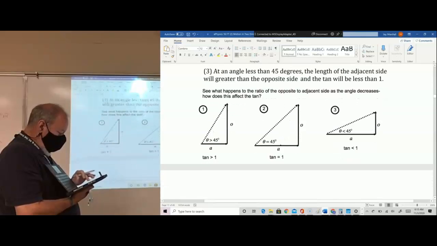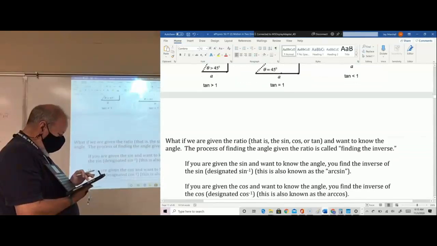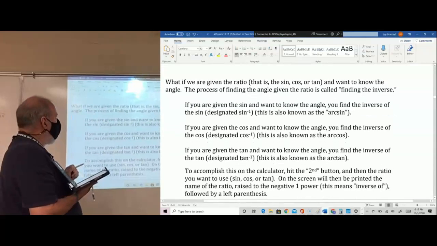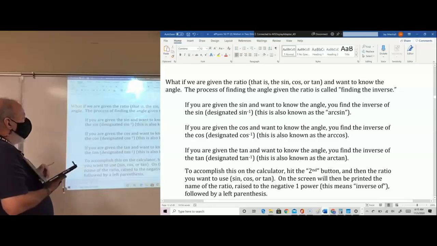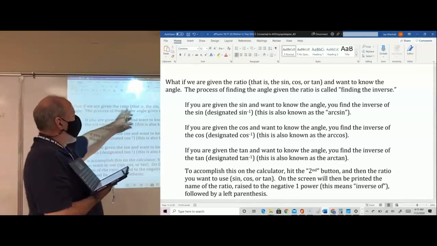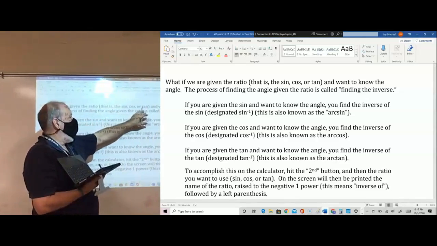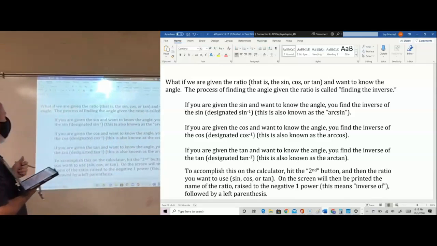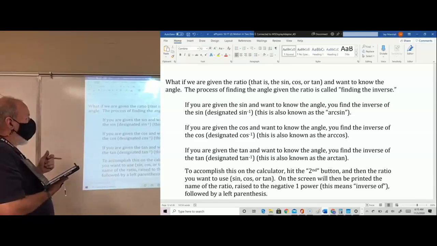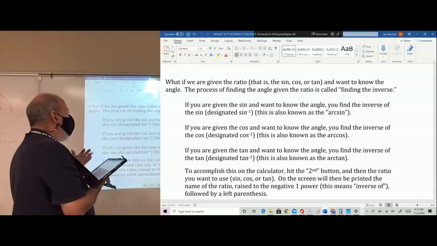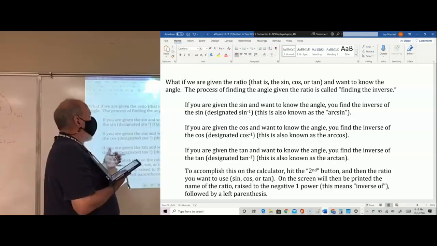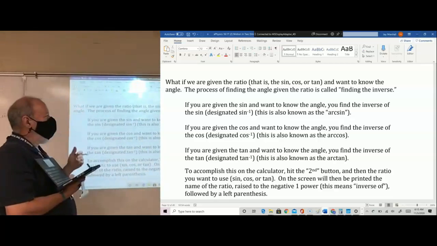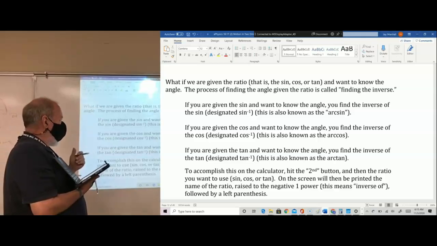So, what if we're given the ratio? What if we're actually given that value? We're actually given the sine or cosine or tangent, and we want to know the angle. Okay? What if I want to go backwards? That process, I need to go backwards. The process of finding the angle given the ratio is called finding the inverse.